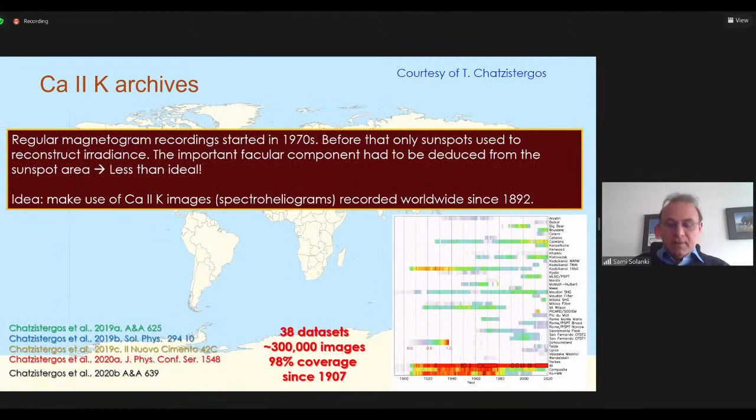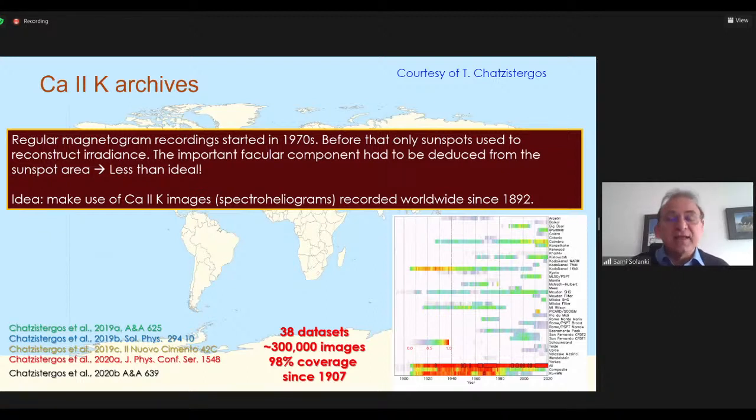Okay, let me move on quickly to talk about calcium K archives. Now, as I said, direct measurements of irradiance started in '78. Regular magnetogram recordings of sufficient quality also started in the 1970s. Before that, you only have sunspots to reconstruct irradiance. That's what's been used so far.